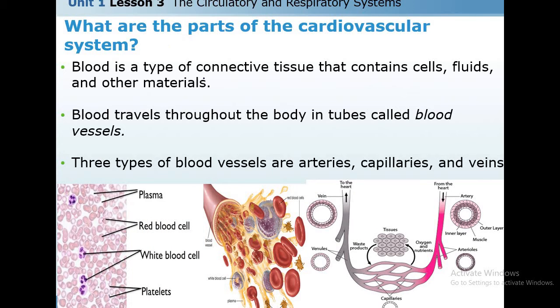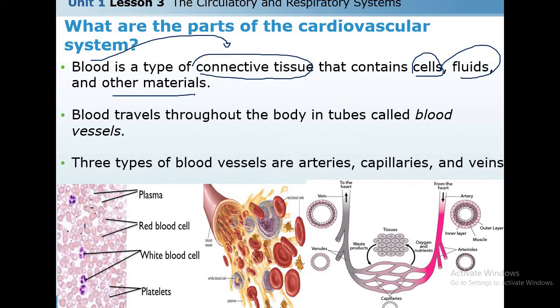Blood is a type of connective tissue. Blood is made of connective tissue that contains cells and fluids. Look here, this is blood containing cells. This is blood tissue, connective tissue. It contains cells, fluids, and other materials like red blood cells, white blood cells, plasma, and platelets.